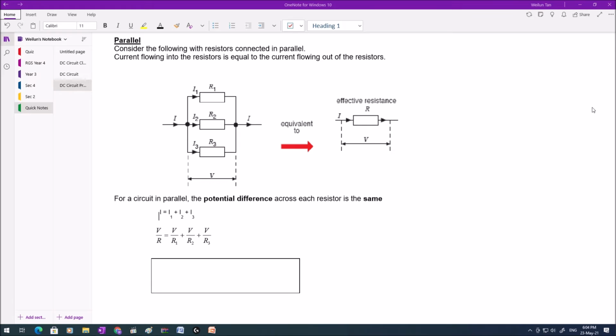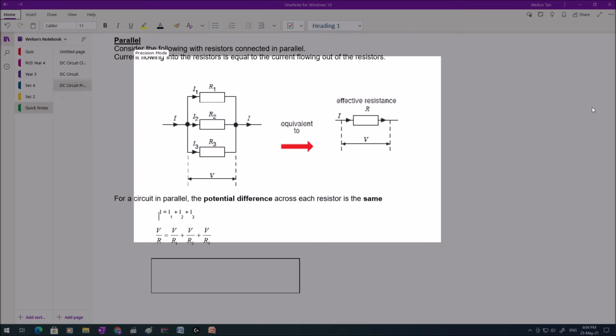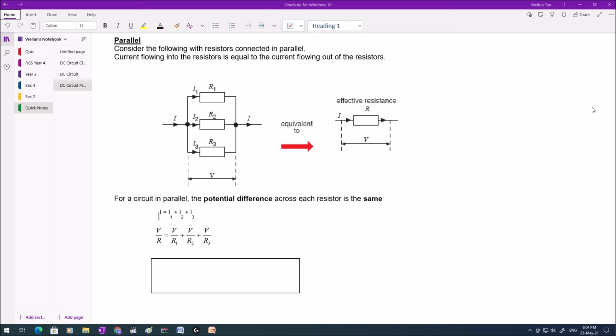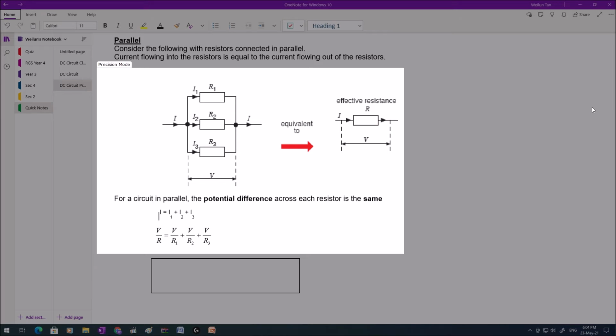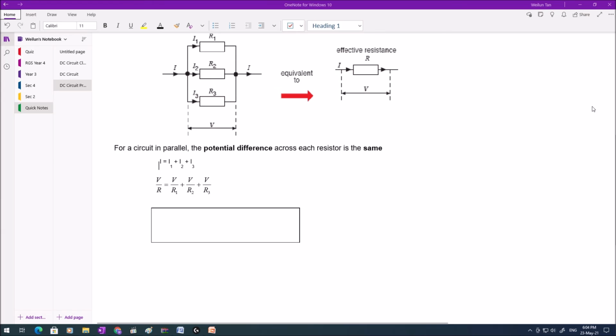Let's look at the proof of how the formula for finding the effective resistance of resistors in parallel is obtained. Recall that current going through a parallel junction will have to split between I1, I2, and I3. However, the potential difference across a parallel circuit is the same. So V is the same for R3, R2, and R1. For a circuit in parallel, the potential difference is the same.